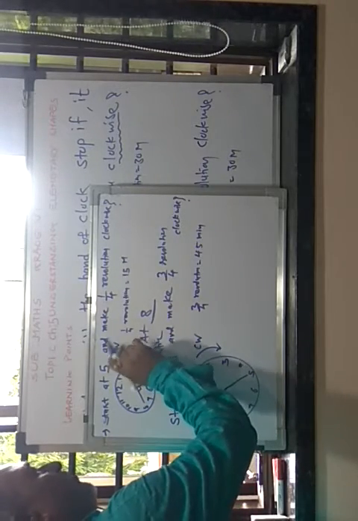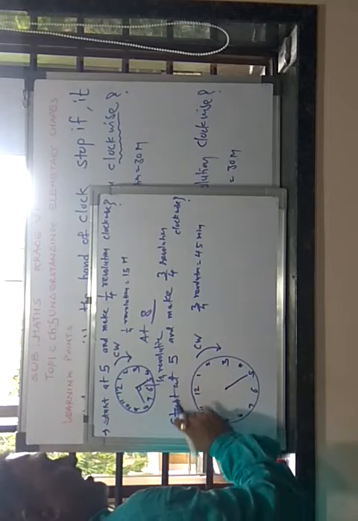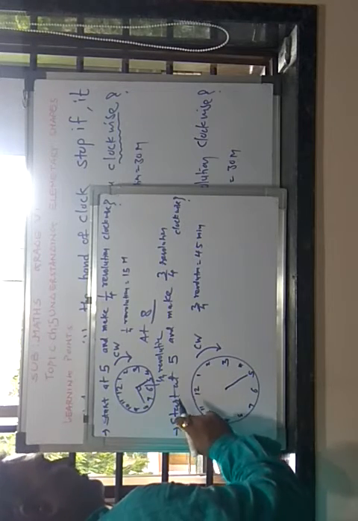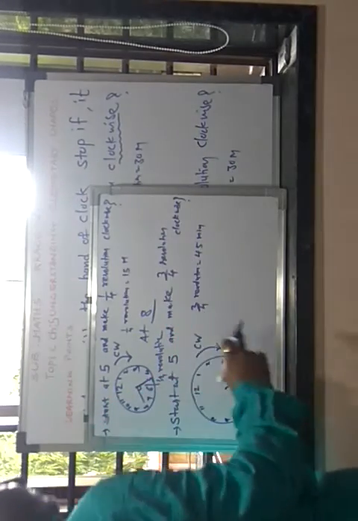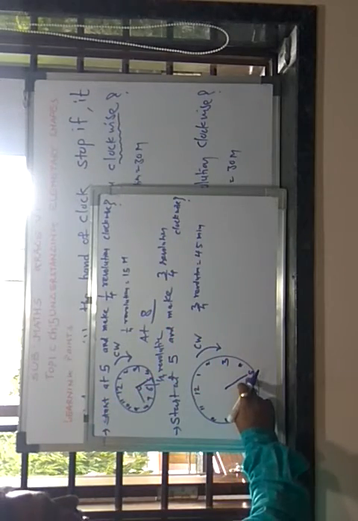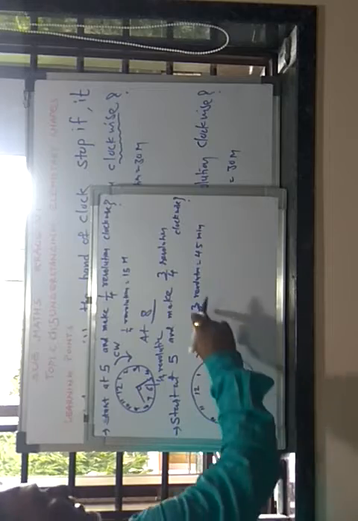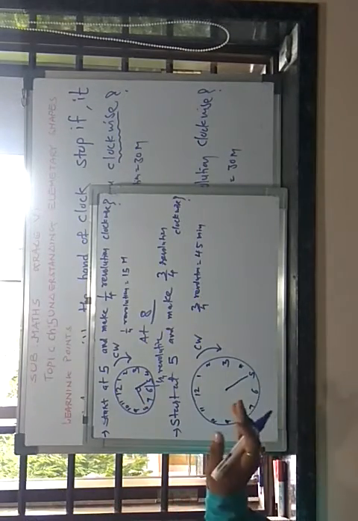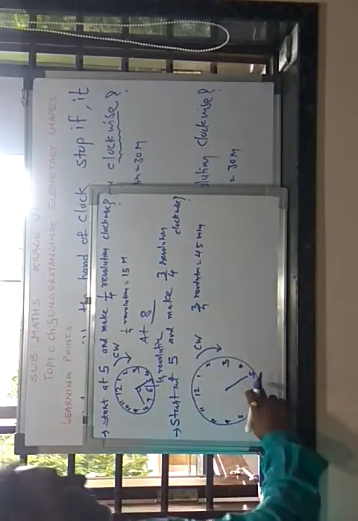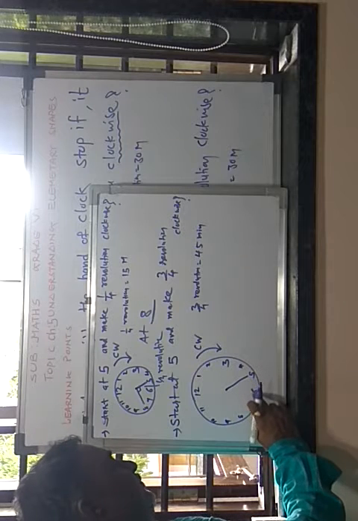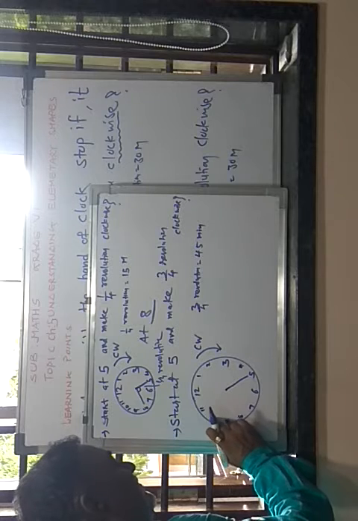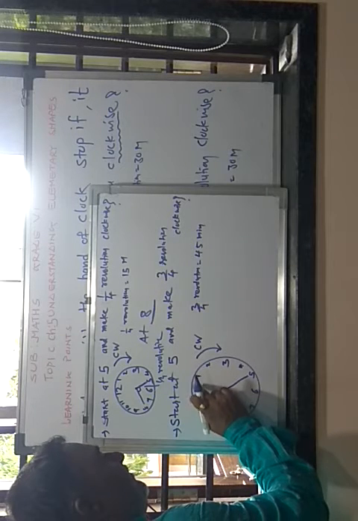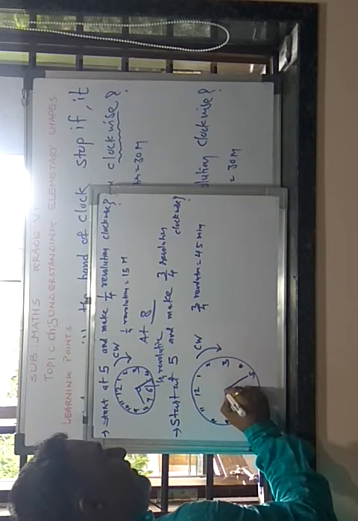This CW means clockwise, not class work. Start next sum. Start at 5 and make 3/4 revolution clockwise. So start from 5. We are starting from 3/4 revolution. 3/4 revolution means what? 45 minutes. So count from here to 45 minutes. 5, 10, 15, 20, 25, 30, 35, 40, 45.